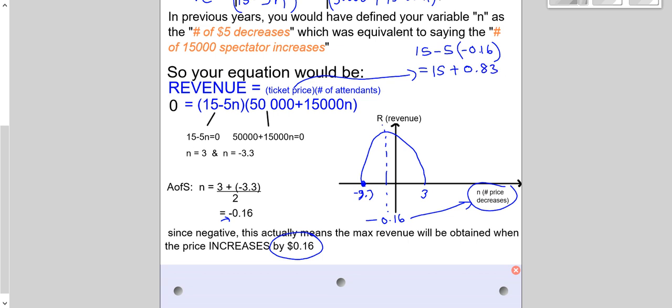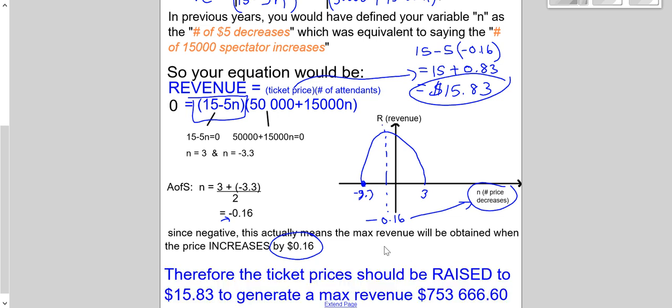So if you actually substituted the n that you just solved for into the ticket price, you would have actually got $15.83. So that's where the price would have been or should be in order for this organization to maximize their revenue. So hopefully that sounded somewhat familiar.